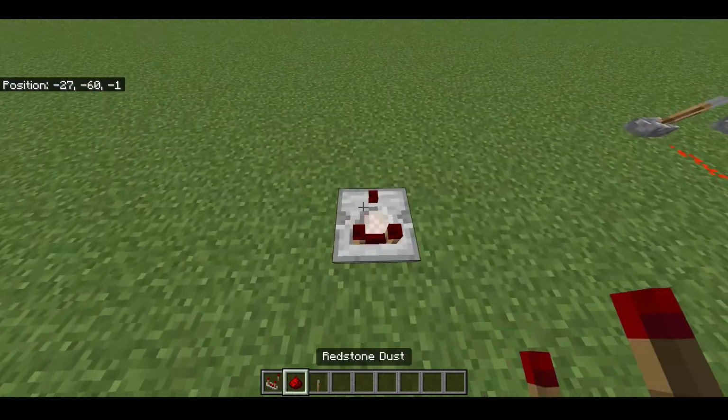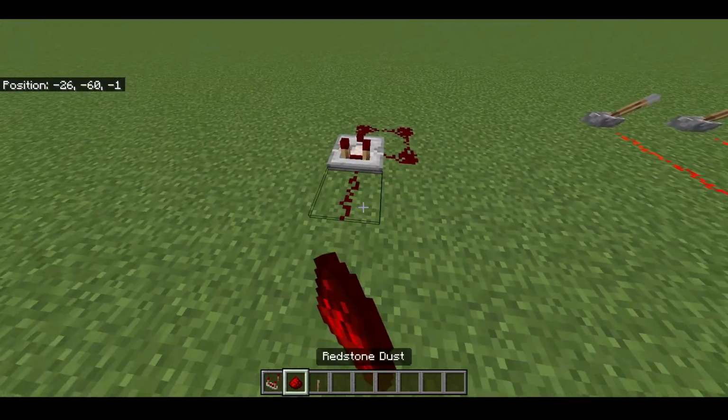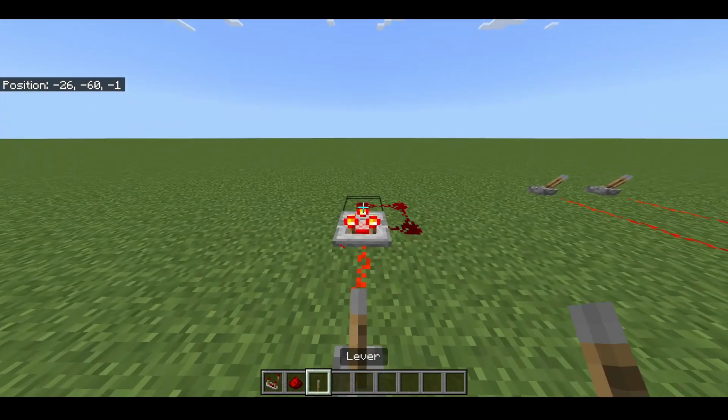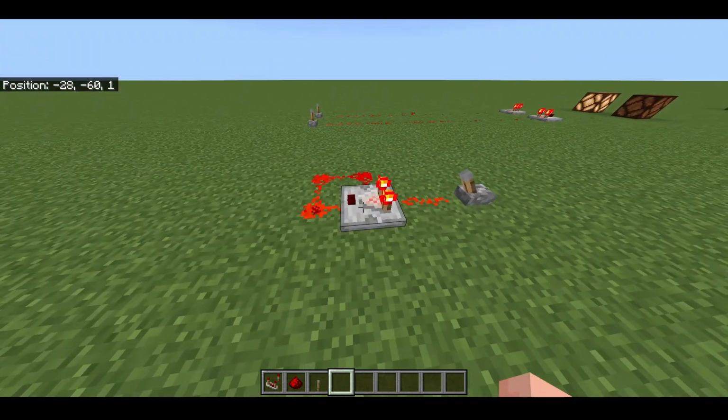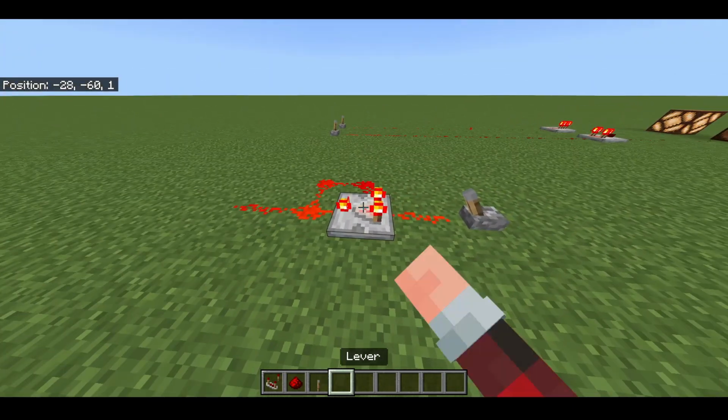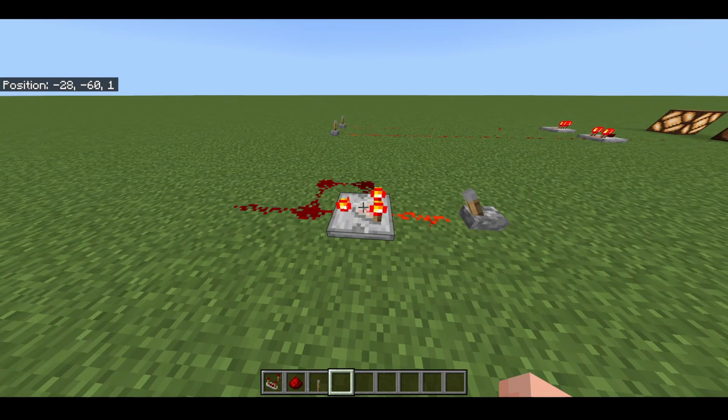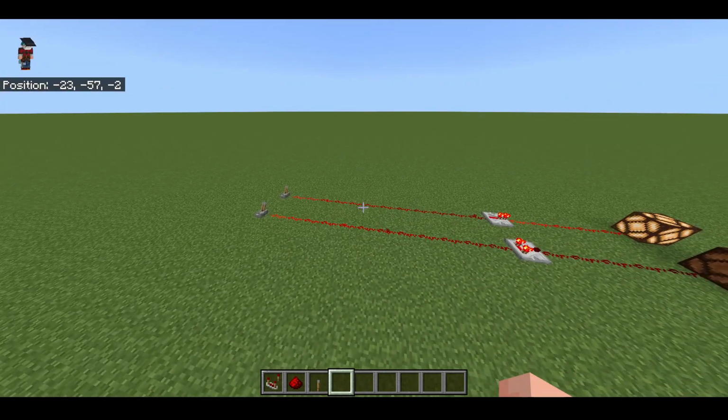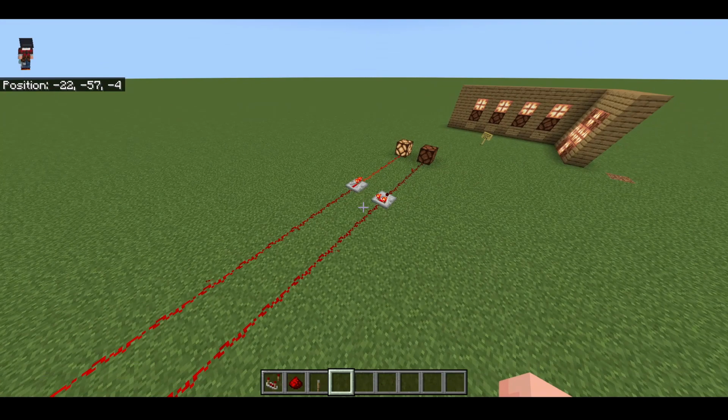Like, for example, why does this not work, and yet this does? So what we're going to get into today is the specifics of comparators.